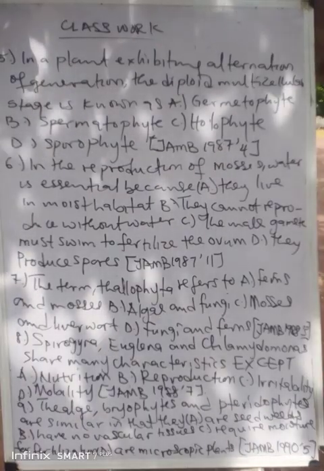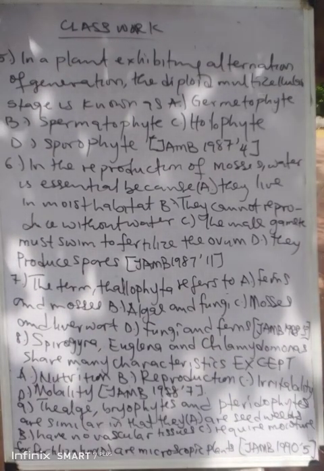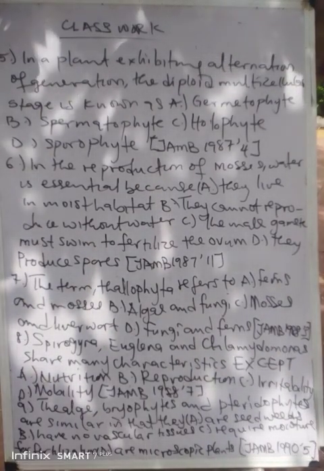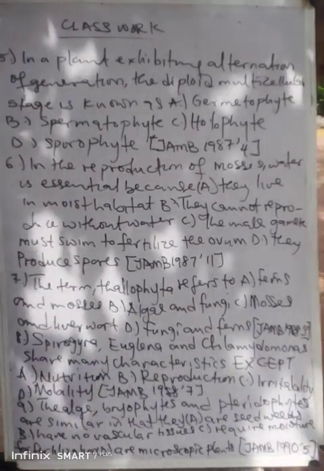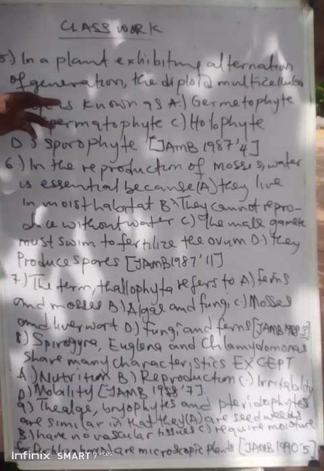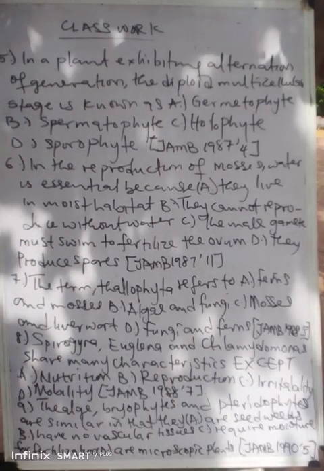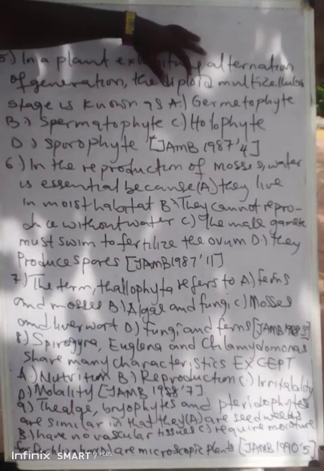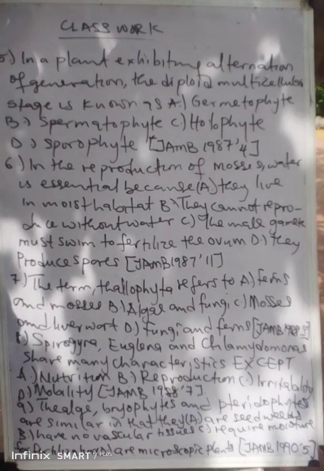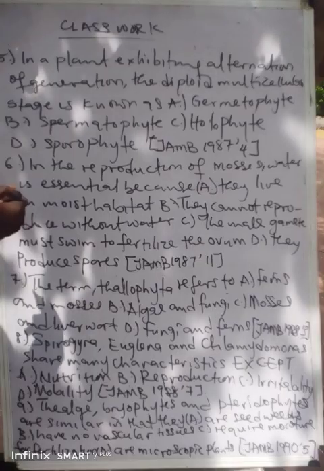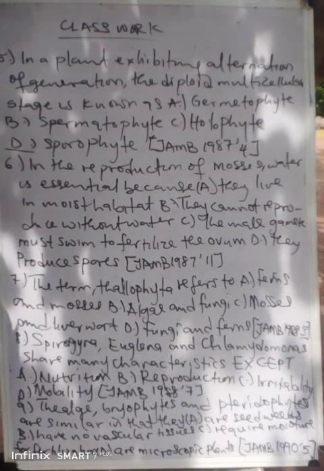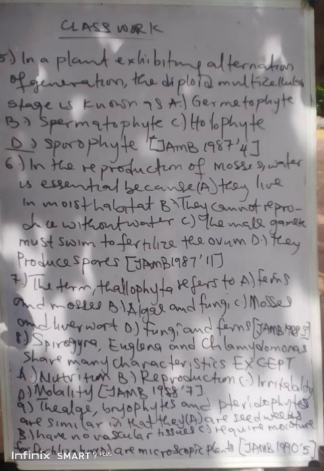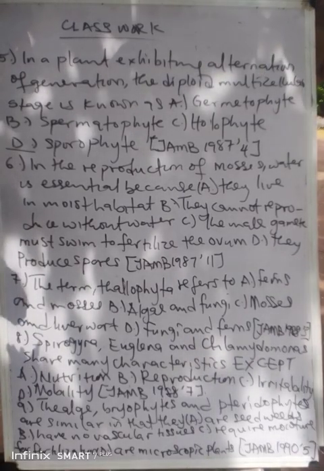So let's look at the correction of this class work. The first one: in a plant exhibiting alternation of generation, the diploid multicellular stage is known as what? Out of the sporophyte and the gametophyte, which one is diploid? It's the sporophyte. Sporophyte is diploid. That's what I told you. I got it. I should mark myself. Now, number 6.